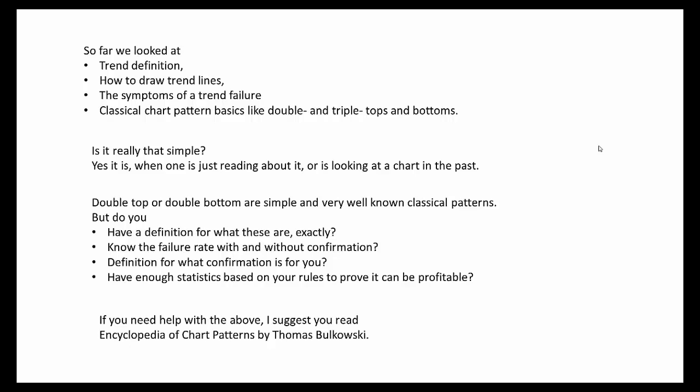But is it really that simple? Yes, it is, when you're just reading about it or if you're looking at a chart in the past. Double top or double bottom are simple and very well-known classical patterns. But do you have a definition of what these are exactly? Know the failure rate with and without confirmation? The definition for what confirmation is for you? Have enough statistics based on your rules to prove it can be profitable? If you need help with the above, I suggest you read Encyclopedia of Chart Patterns by Thomas Bulkowski.